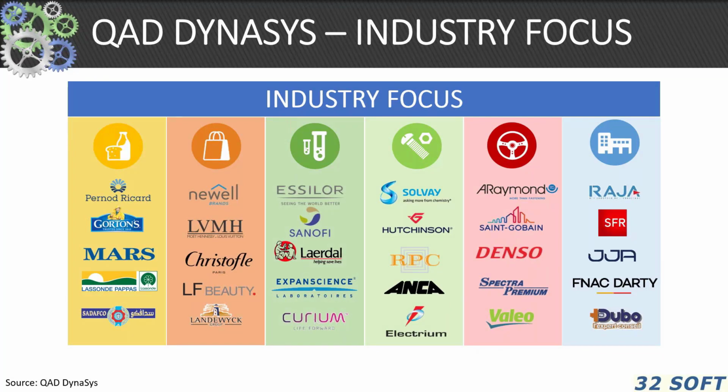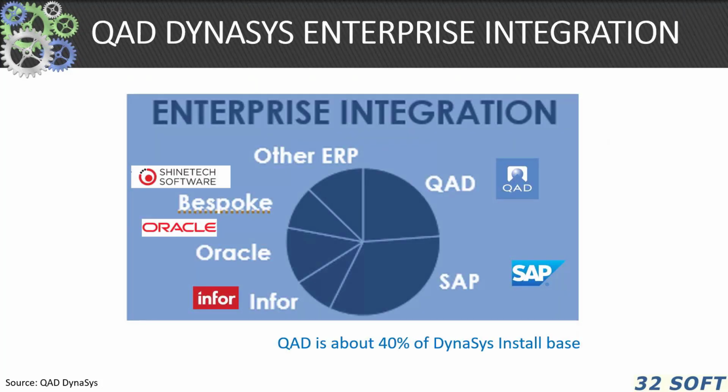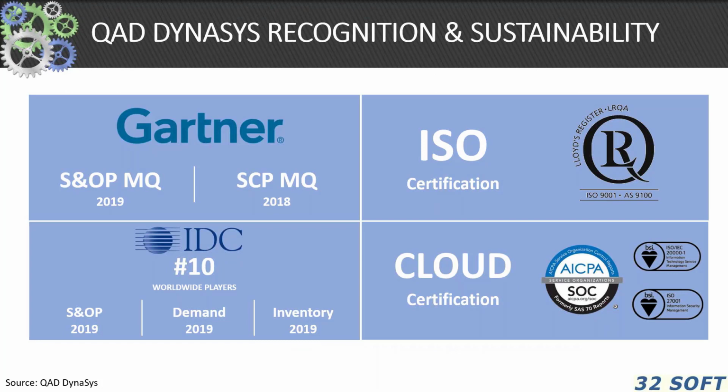As with Gartner and QAD definition of industries, DynaSys concentrates on the following industries and has customers all over the world in these 6 verticals. DynaSys can integrate with any ERP system such as Oracle, Infor, SAP, bespoke, and others. About 40% of DynaSys install base is QAD. DynaSys continues to rank well in both Gartner and IDC classification rankings. DynaSys is ISO certified and cloud certified by the AICPA and the SOC.